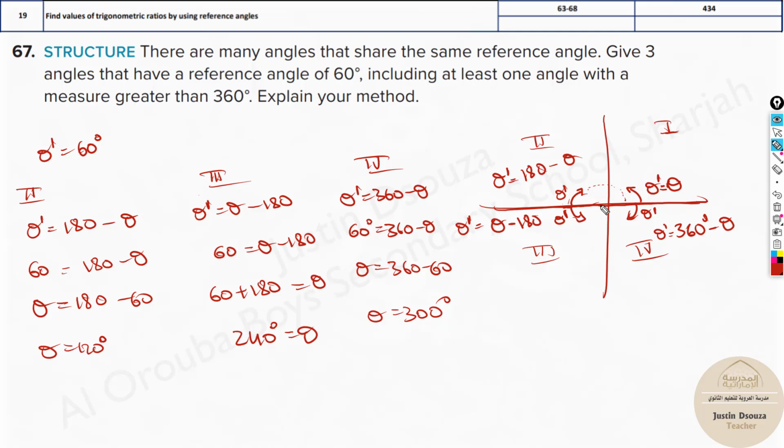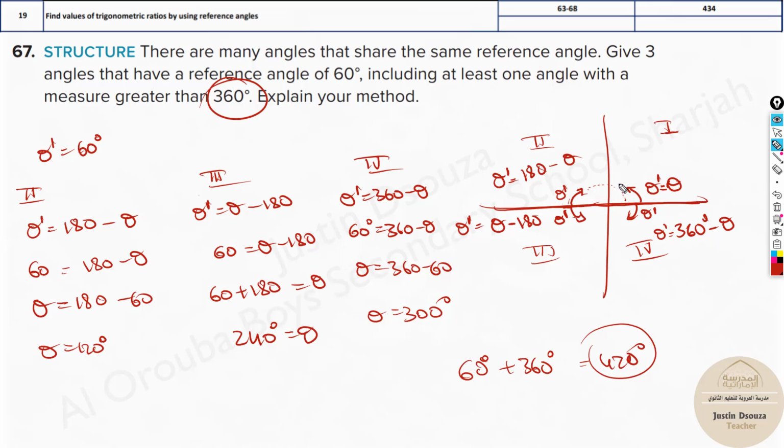Now then, we have found all the quadrants, but they have told one must be greater than 360. If you do only these three, you won't get full marks because they want one greater than 360. That is very, very easy. 60 degrees is there, right? Just add 360 degrees. That will be 420 degrees.